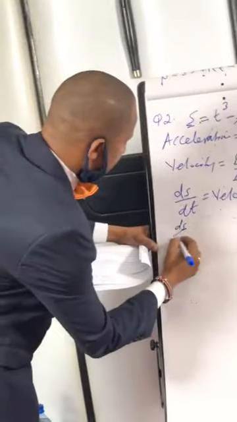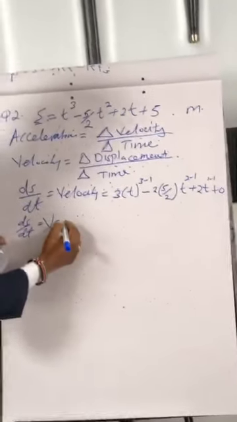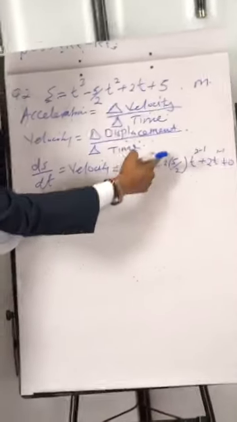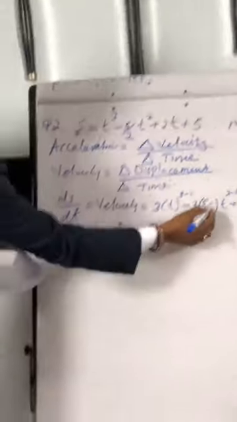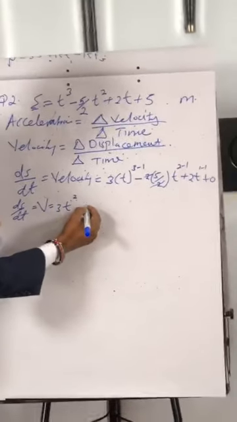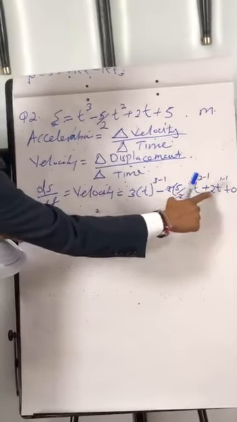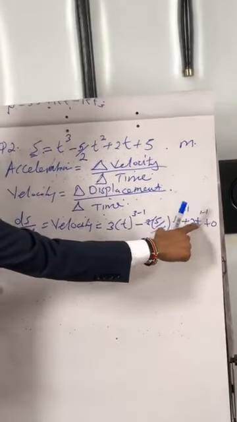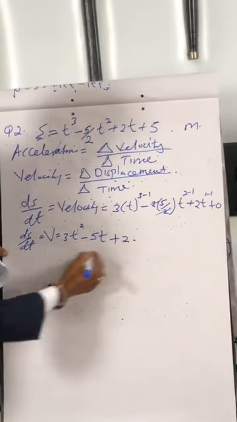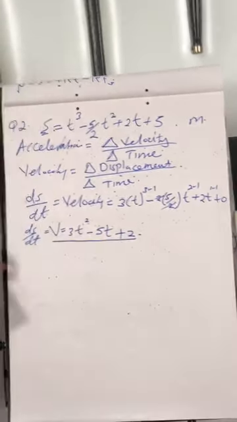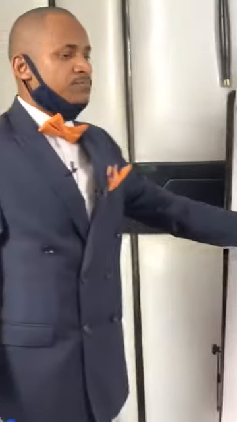Therefore, we have ds/dt, which is our velocity, equals 3t squared. 3 minus 1 is 2. Minus 2 can cancel with 2, you get 5t raised to power 1, which is 5t. Plus 2t raised to power 0. t raised to power 0 is 1, therefore 1 times 2 is 2. So this is our velocity. Now, we know our velocity is 3t squared minus 5t plus 2.